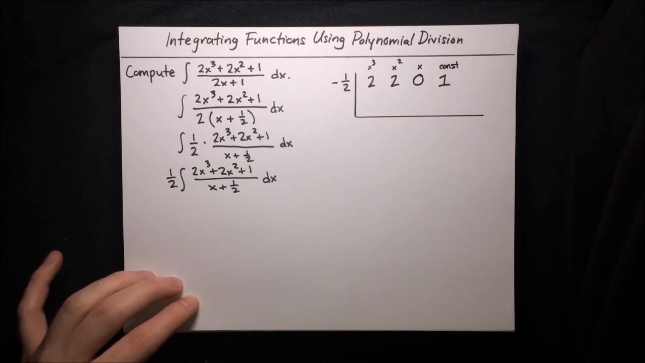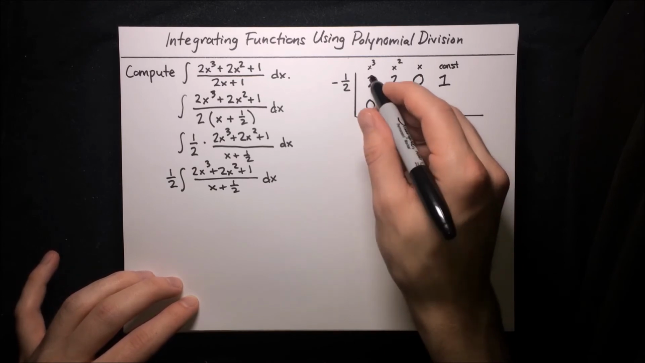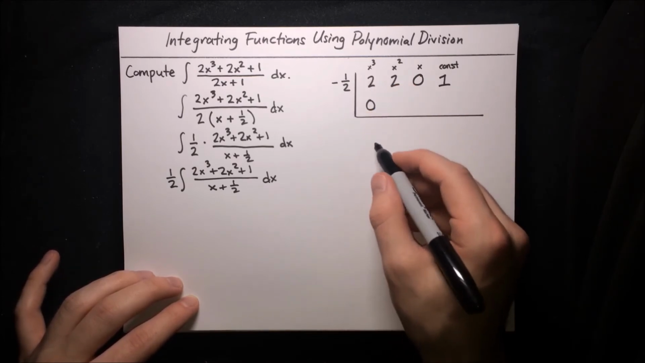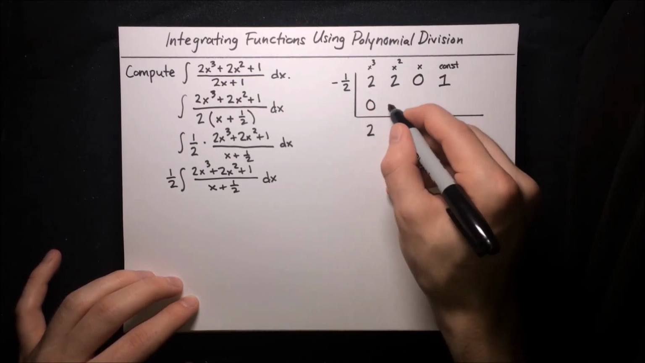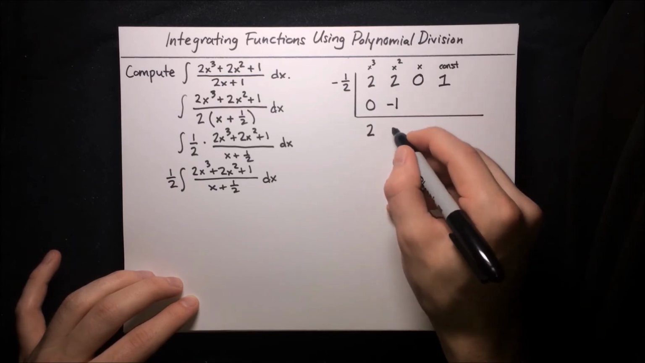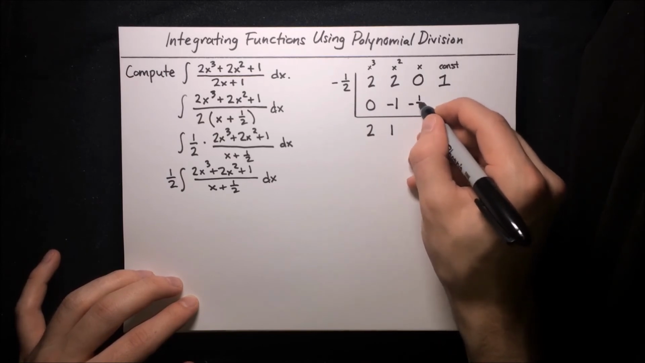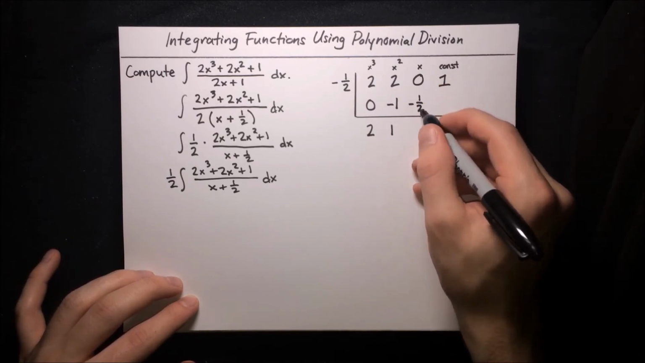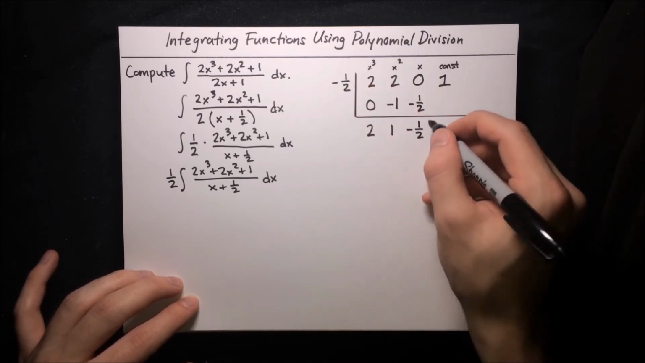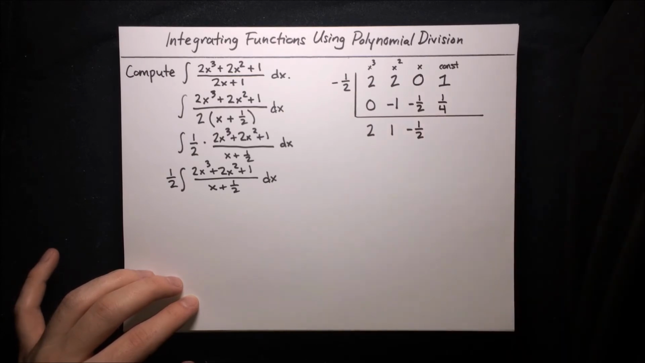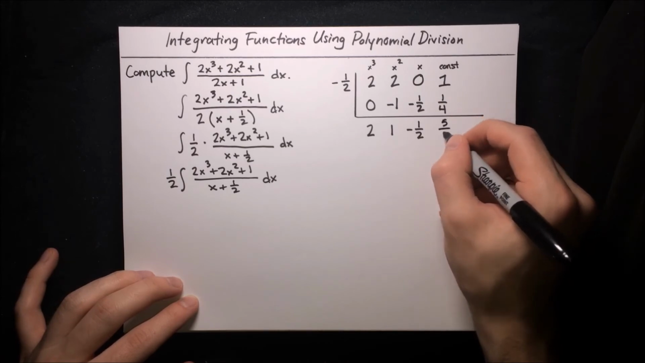Now we kick off the synthetic division process, starting with a 0 in this second row. Then we repeatedly add down the column and multiply by this negative a half. So 2 plus 0 is 2. Then multiply by negative a half to get negative 1. 2 plus negative 1 is 1. Multiply negative a half times 1 is negative a half. 0 plus negative a half is, well, still negative a half. And negative a half times negative a half is positive 1/4. Lastly, 1 plus 1/4 is 1 1/4, or 5/4.